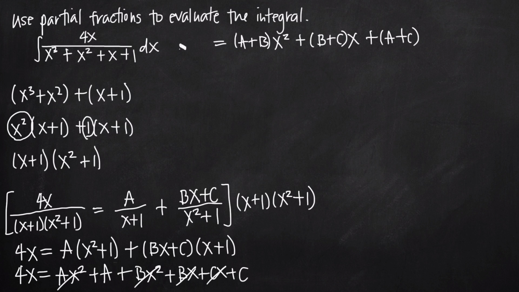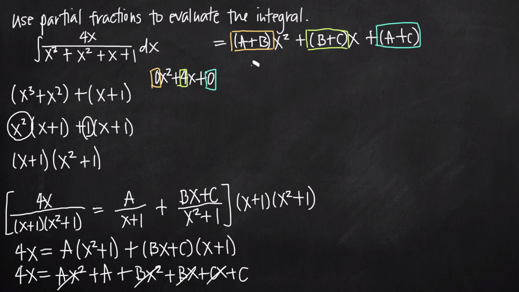Basically what we have on the left-hand side is 0x squared plus 4x plus 0. And so when we equate coefficients, we're looking at the coefficients in front of each of these terms. So this is the coefficient on the x squared term, and we match it up with the coefficient on the x squared term. The coefficient on our x term, which we match up with the coefficient on our x term, and the constant, which we match up with the constant. So we're just matching the left and right hand sides.